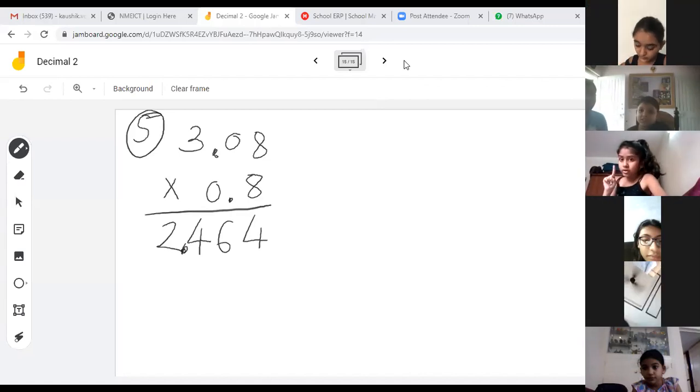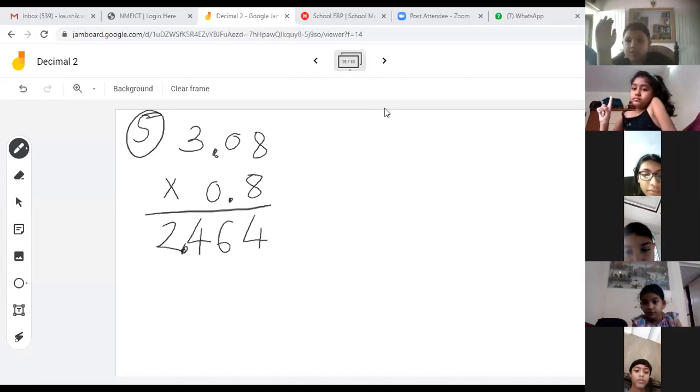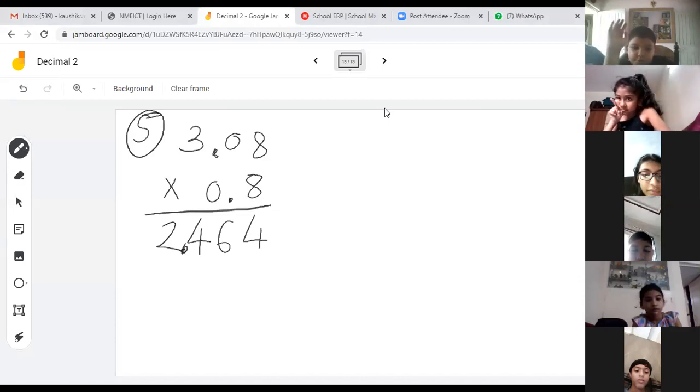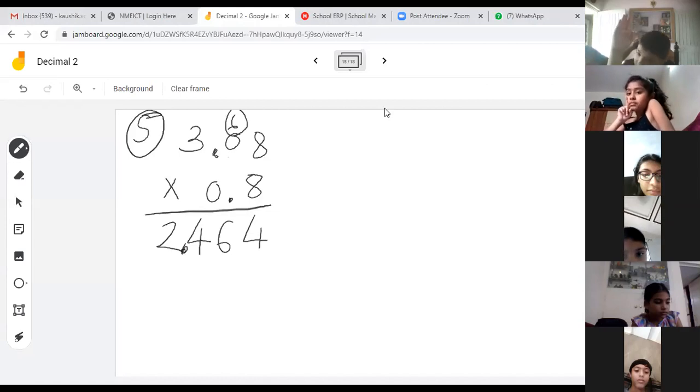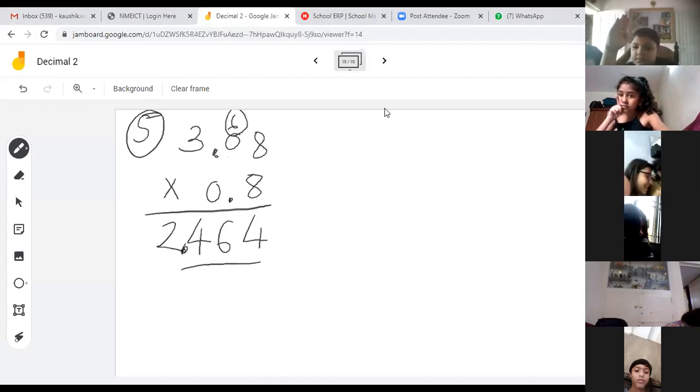Sir, in this fifth one, I don't understand. Which one, beta? In the fifth one, it is simple multiplication, beta. First, you have to multiply 8 8s are 64. So 4 comes down here and 6. 8 zeros are 0, 6 as such. 8 3s are 24. Now, how many digits are there after the decimal point? In this one, 2. In this one, 1. So 2 plus 1, 3. And we have to count the 3 digits from the left. So 3 digits. Okay?